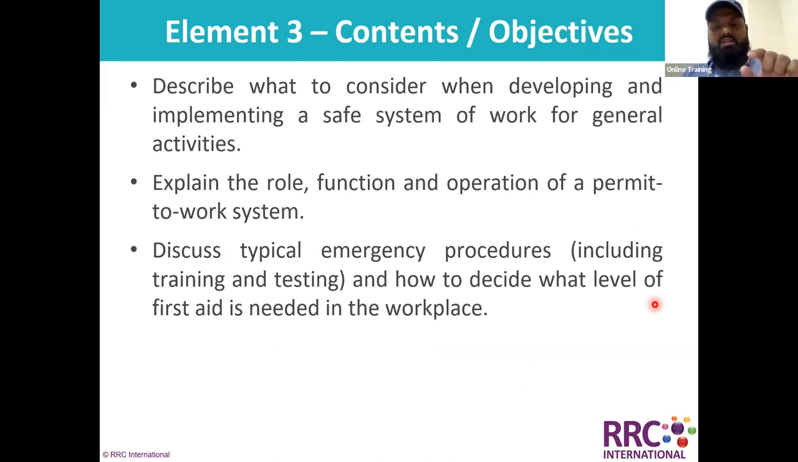So here in element one and two, we basically discussed the systems and their structures, and in element two, we discussed the policy. We set our targets. And who will be doing what? How are we going to do what? Okay. Then in element three, we made the whole system and we implemented that.